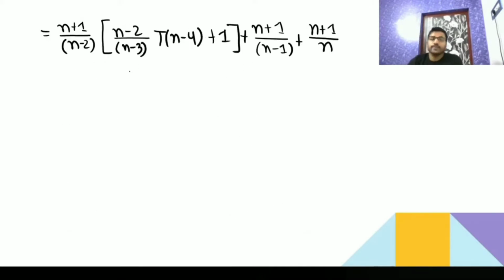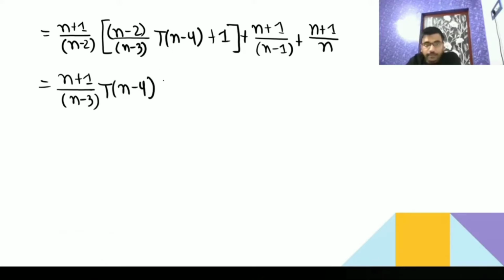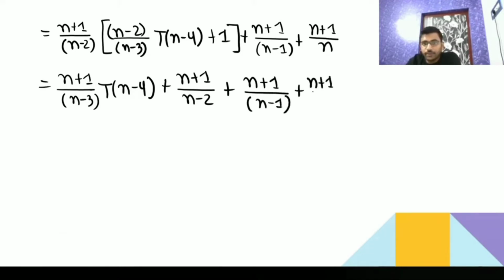Okay, now expand that. Here again, see, always we are saying that the thing which is in the denominator, which is also in the numerator, that thing will get cancelled out. So you are going to get (n plus 1) by (n minus 3), and then tn minus 4. Then same thing will be here. It will be (n plus 1) by (n minus 2), then plus (n plus 1) by (n minus 1) plus (n plus 1) by n. Okay, understood?